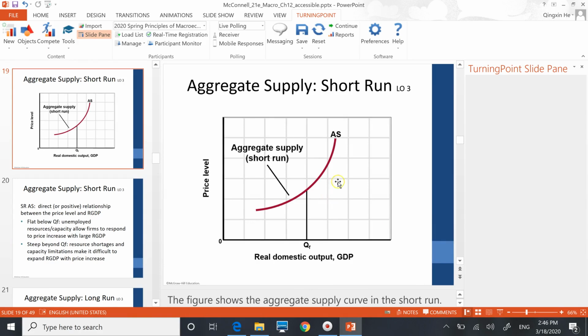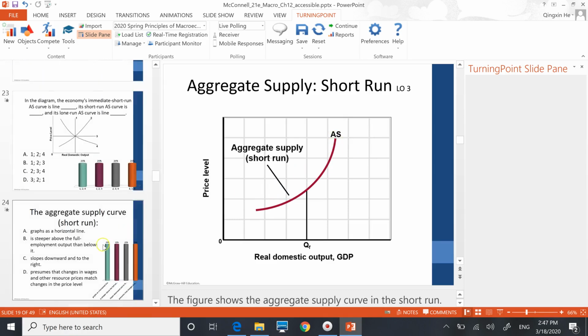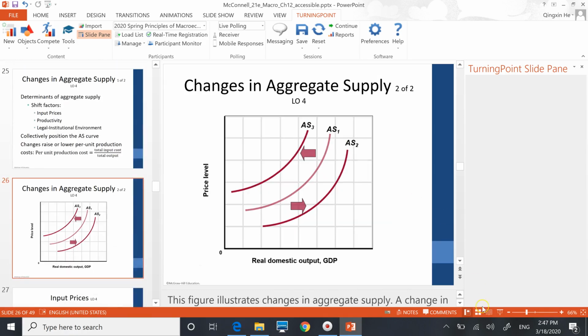Without being told otherwise, we are particularly interested in the short-run aggregate supply, as opposed to the immediate short-run or long-run, because they have less economic meaning or insight. So now let's focus on short-run aggregate supply and talk about the change in that.